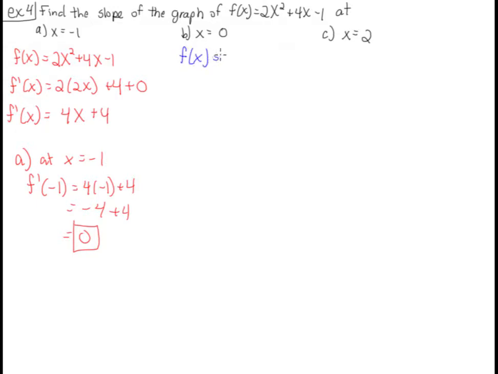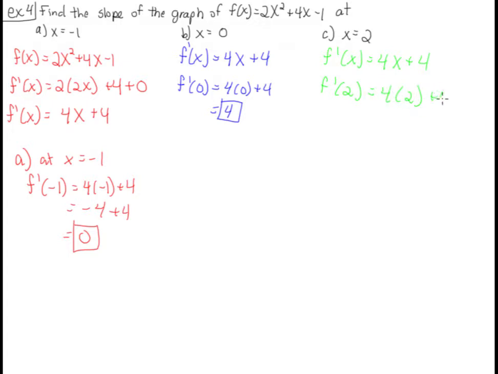Now we're going to try the same thing for x equals 0. So I'm going to use the same derivative equation that I just got. Our derivative is equal to 4x plus 4. This time replacing every x in our derivative equation with 0, we get the slope of the graph at x equals 0 is 4. And then finally we can do it at 2 by replacing every x with 2 in our derivative function. And I know the slope of the graph at x equals 2 must be 12.